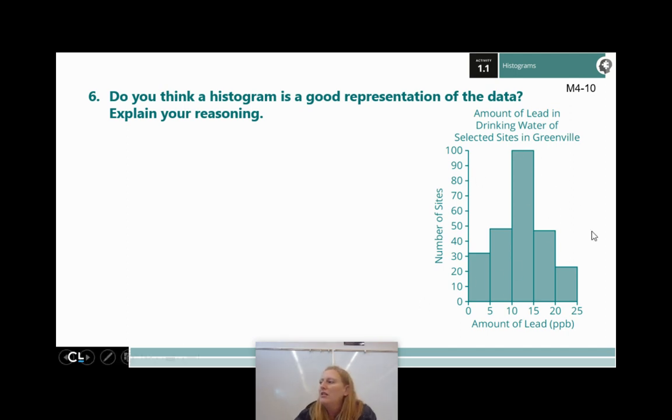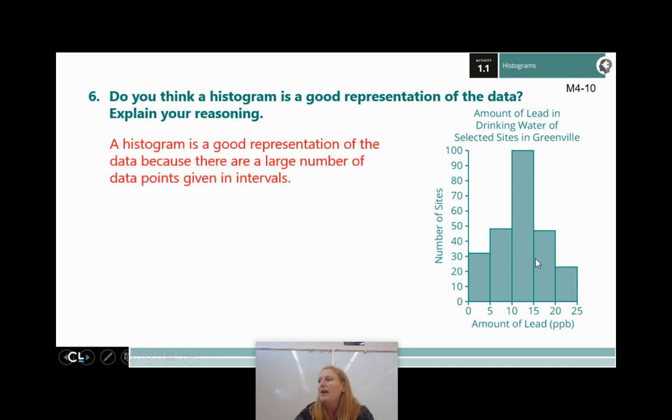So I felt like this histogram was pretty good. It was a good representation, right? There were a large number of data points. We had 250 data points we were working with. We had our bins divvied up, counting by fives to make it easier to see the data. The more bins you have, and the more data points you have, the better the information you're going to get and the better your histogram is going to look, the easier it's going to be to figure out what's going on. So I felt like this histogram was a pretty good representation of our data.